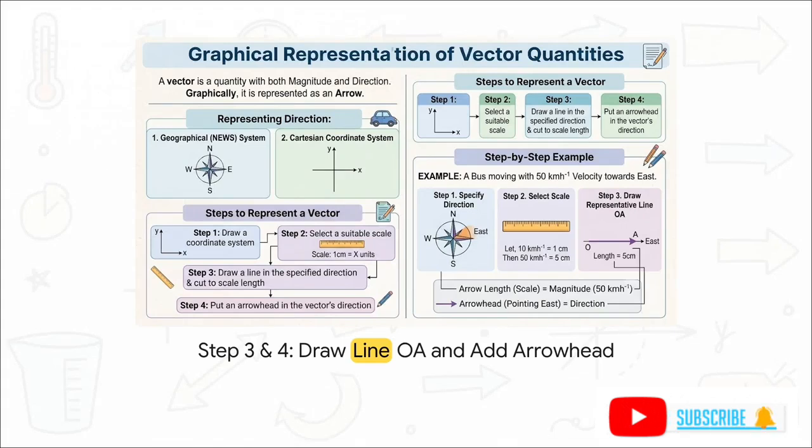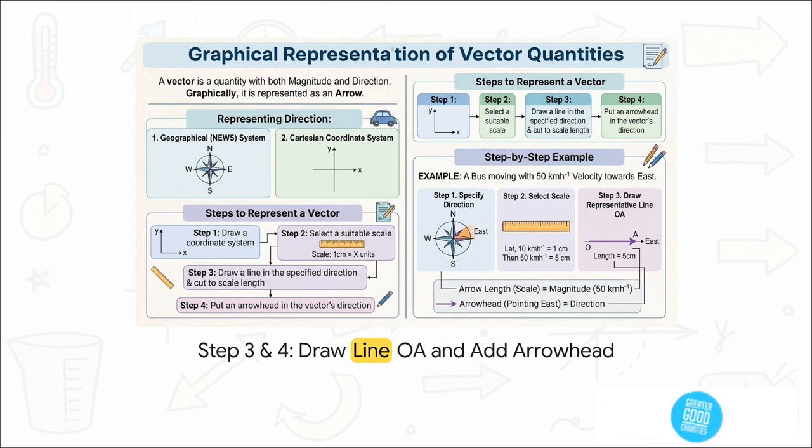And this brilliantly leads us to steps 3 and 4. Starting from our origin point, which we label O, we use our ruler to draw a line exactly 5 centimeters long towards the east. We label the endpoint A. Finally, we cap it with an arrowhead pointing straight east. And there you go, you have perfectly drawn a vector.